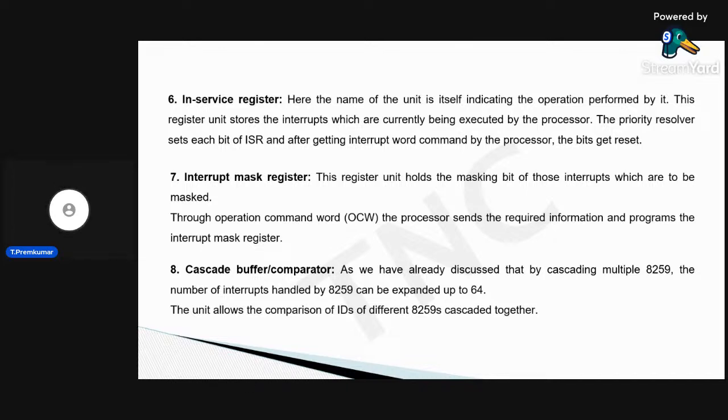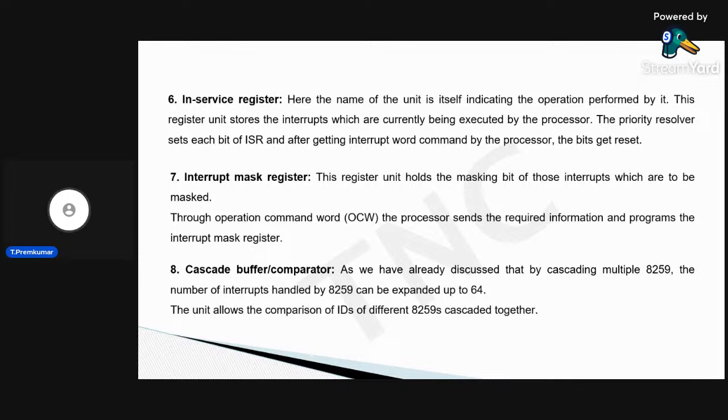The interrupt mask register holds the masking bits of those interrupts which are to be masked. Through the operation command word, that is OCW, the processor sends a required operation and programs the interrupt mask register.